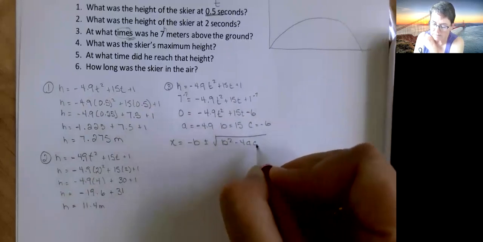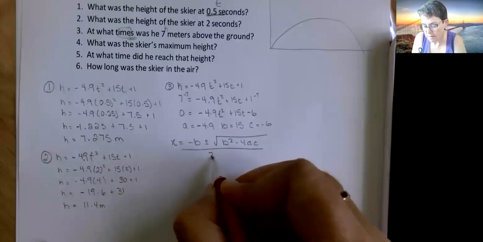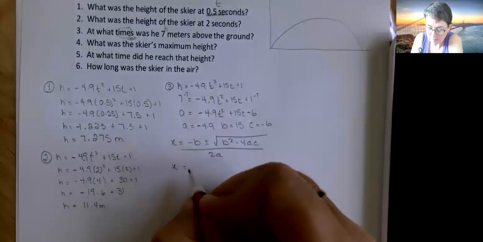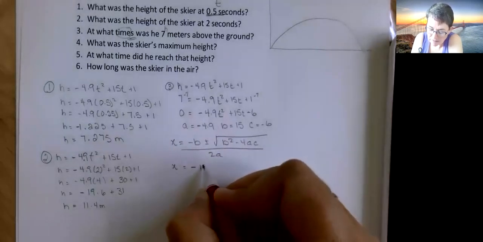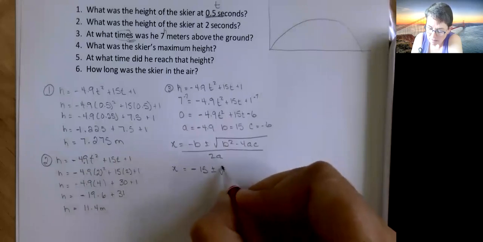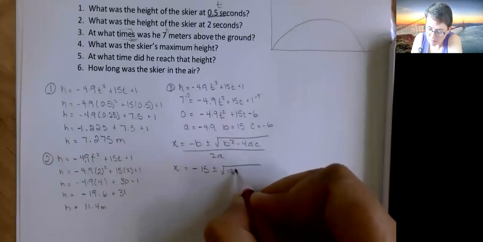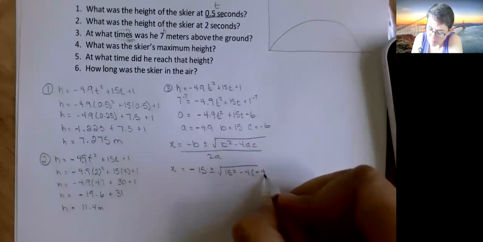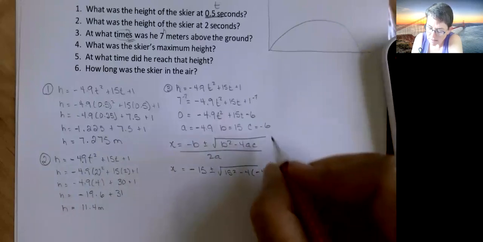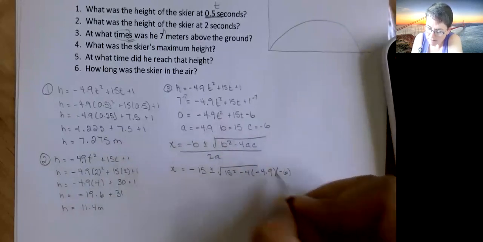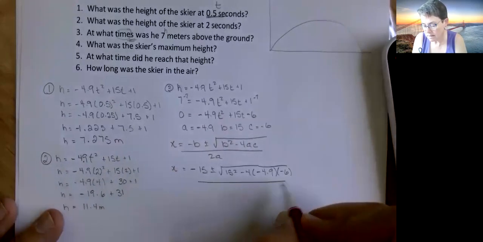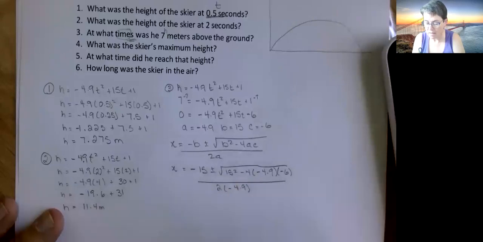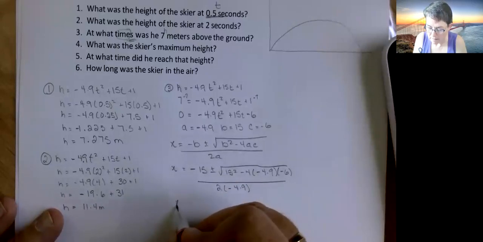Minus 4AC, all divided by 2A. And now we just plug stuff in. So minus B, so minus 15 plus or minus the square root of B squared, so that's 15 squared minus 4 times A, which was negative 4.9, times C, which was minus 6. And all of that is going to be over 2 times negative 4.9. It's a good thing we're using a calculator to do this.